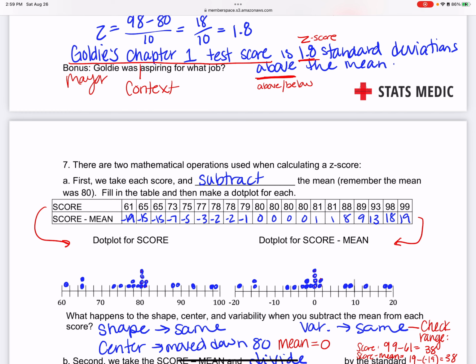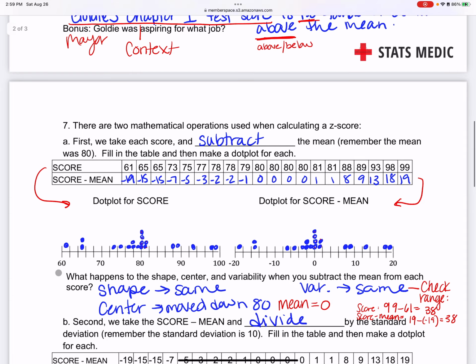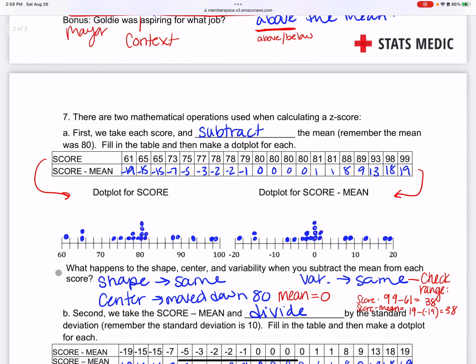And if you notice, my shape did not change when I subtracted. So what happens to the shape, center, and variability when you subtract the mean? The shape stays the same. The center, you can see, moved from 80 to 0. So it moves down however much I'm subtracting. The mean was 80, and now the mean is 0. So the mean moved down the amount that I subtracted. The variability is the same.